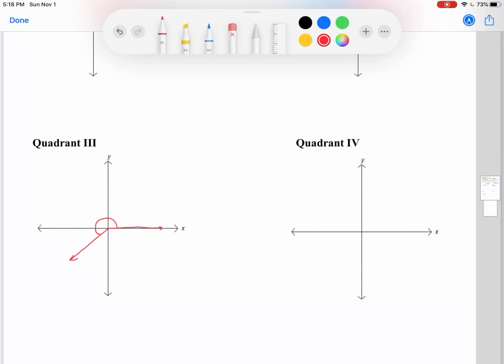Same kind of idea. I'm going to draw my first one. So in quadrant 3, I'm opening on the initial side, and it's going to go all the way into quadrant 3 down here. Just doing a quick sketch. This is representing my theta.